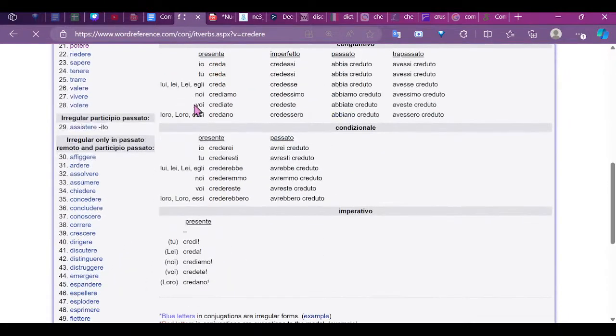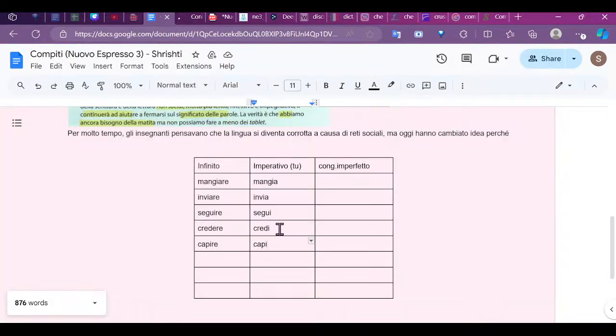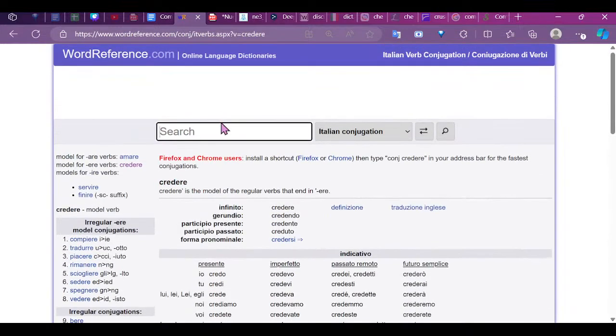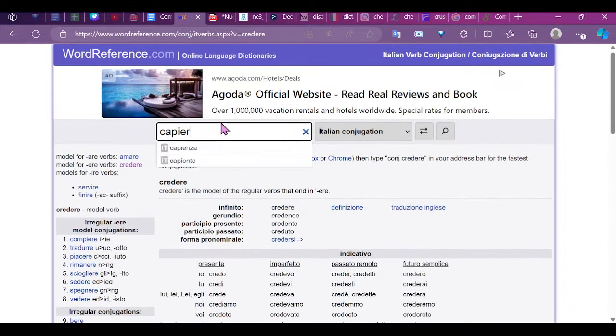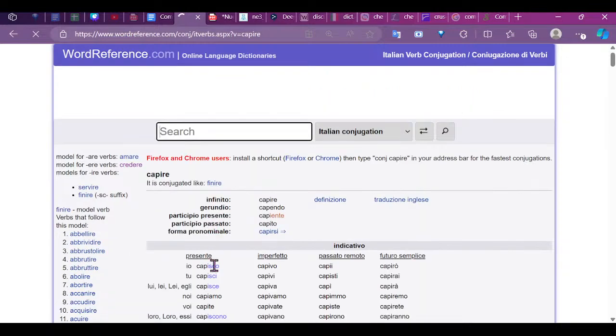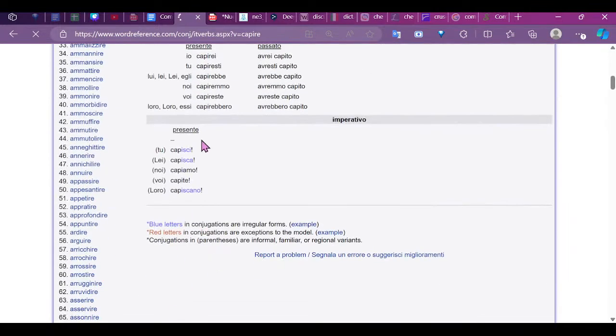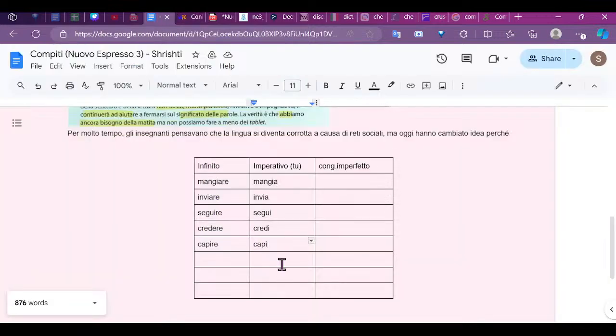Credi. Okay, credi. Well, my guess was correct. And capire. I don't think it's capi. That doesn't make sense, but like capi. Capisci. Okay. So these -isc ones, it's the only one I didn't get right.